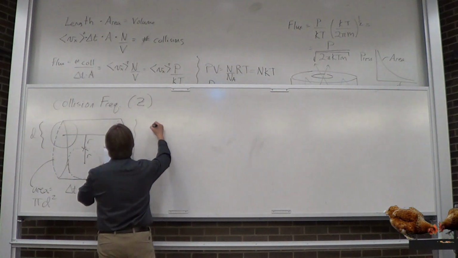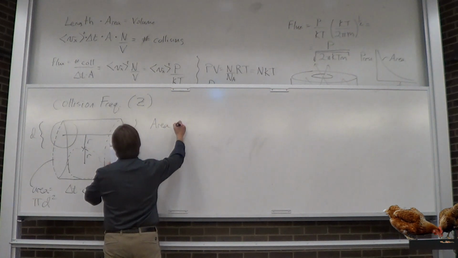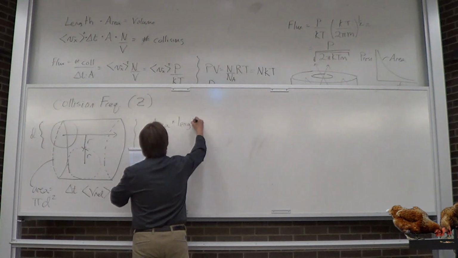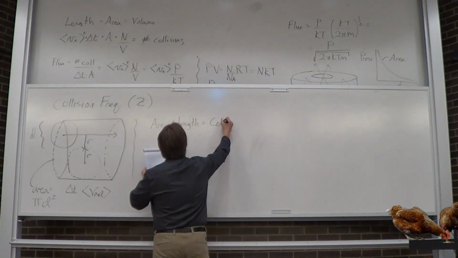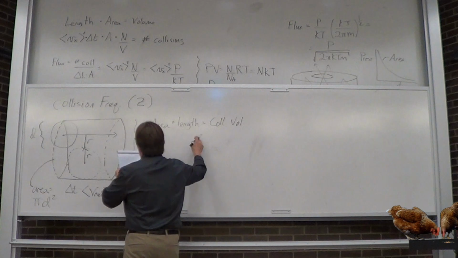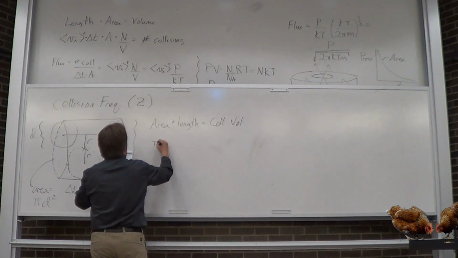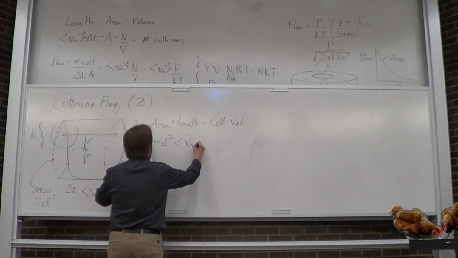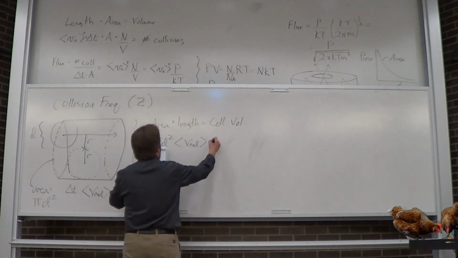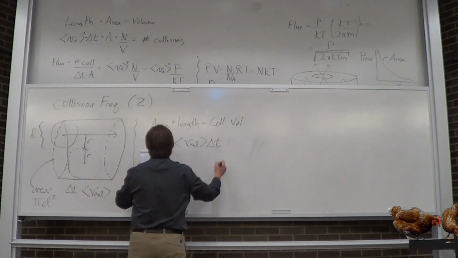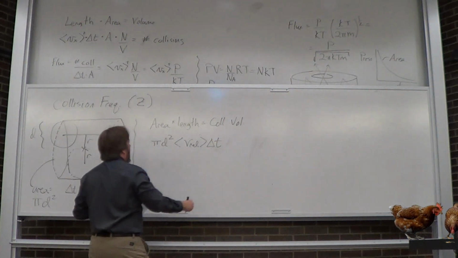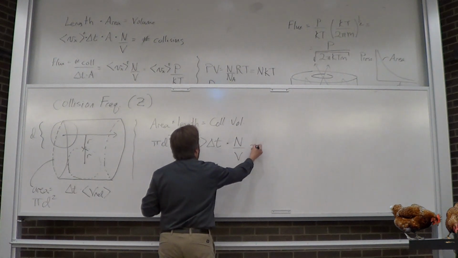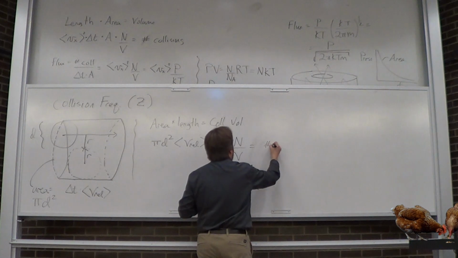Okay, so anyway, area times the length is going to equal the collision volume. And this ends up being really, really simple. Pi d squared, again, d is the diameter of the molecule. And I'm going to leave it in terms of relative velocity, delta t. Now, if you want the number of collisions, you just multiply it by the number of molecules in the volume, the density, and now the number of collisions.